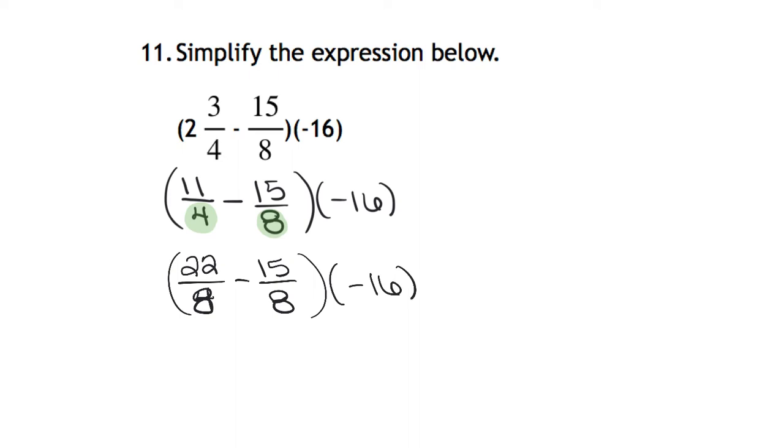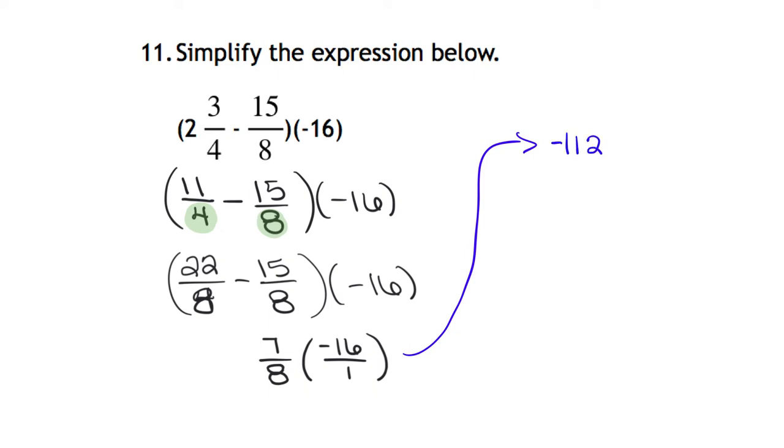Okay, so solving the problem inside the parentheses, Trip, what do you get? 22/8 minus 15/8 is 7. 22 minus 15. Okay, so we're left with 7/8. And we're multiplying that by negative 16 over 1. Where are we now, Russell? Negative 112 over 8. Okay, we multiply across the top.